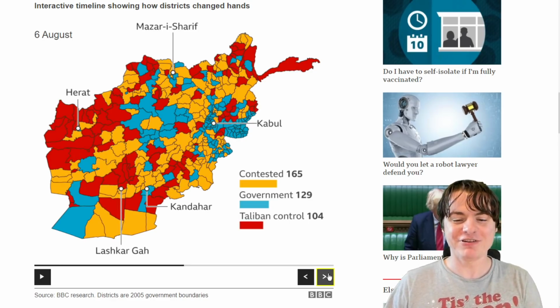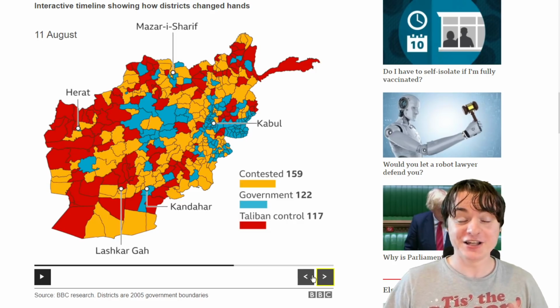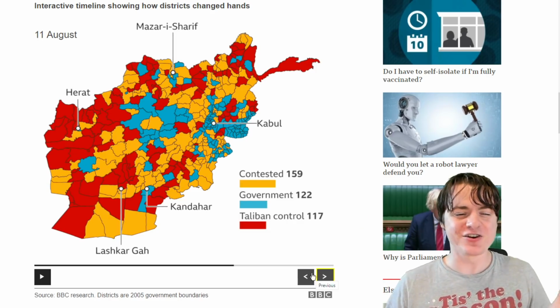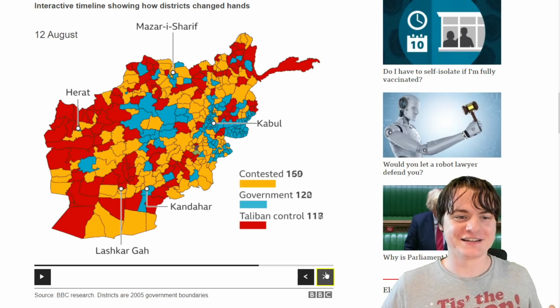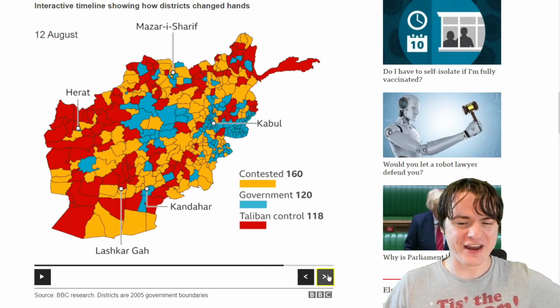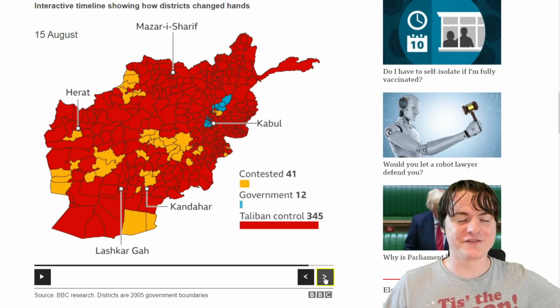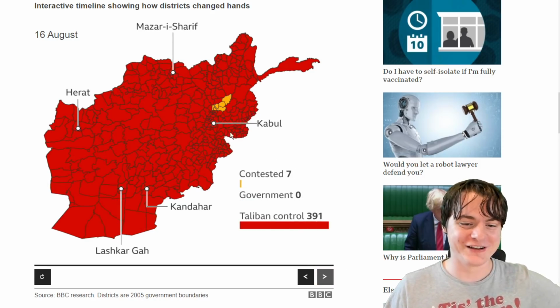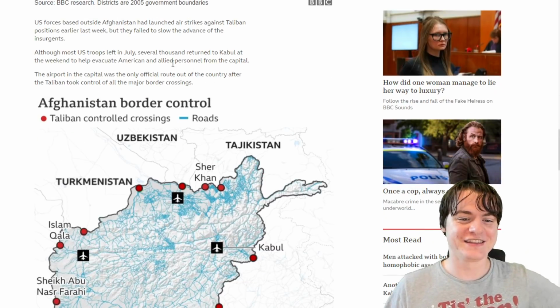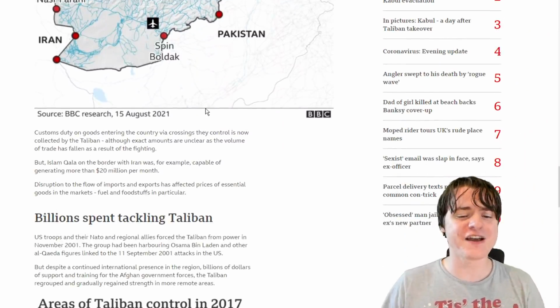You can see that it really was a moderate fight. On the 11th of August, it's not going great, but it's a fight. Then here's the 12th of August, it's fine. Then the 13th of August, oh, they took a pretty big city. And then the 14th, oh god, it's all over. It's GG, the game is over. And so it's fascinating.